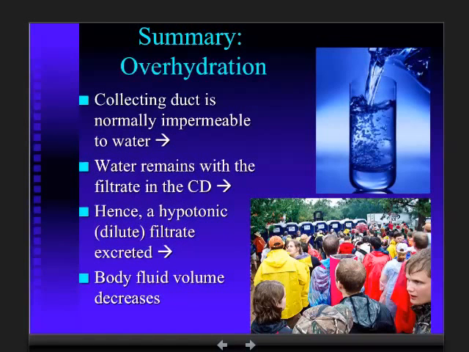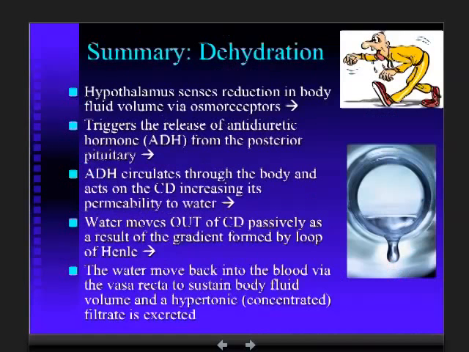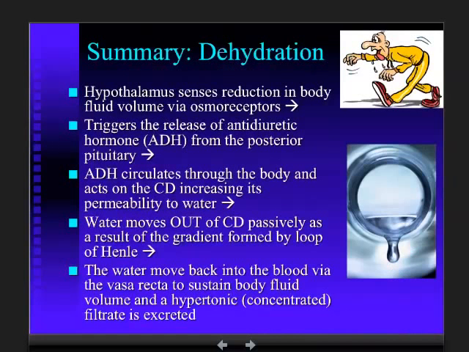In the case of overhydration, the duct is impermeable. You end up producing dilute urine, right? Any ADH in your system when you're overhydrated? No. Only when you're dehydrated, and then in the case of dehydration, ADH acts on the collecting duct, increases permeability to water. Water moves out of the collecting duct, back into the blood, and therefore the urine you produce is concentrated.